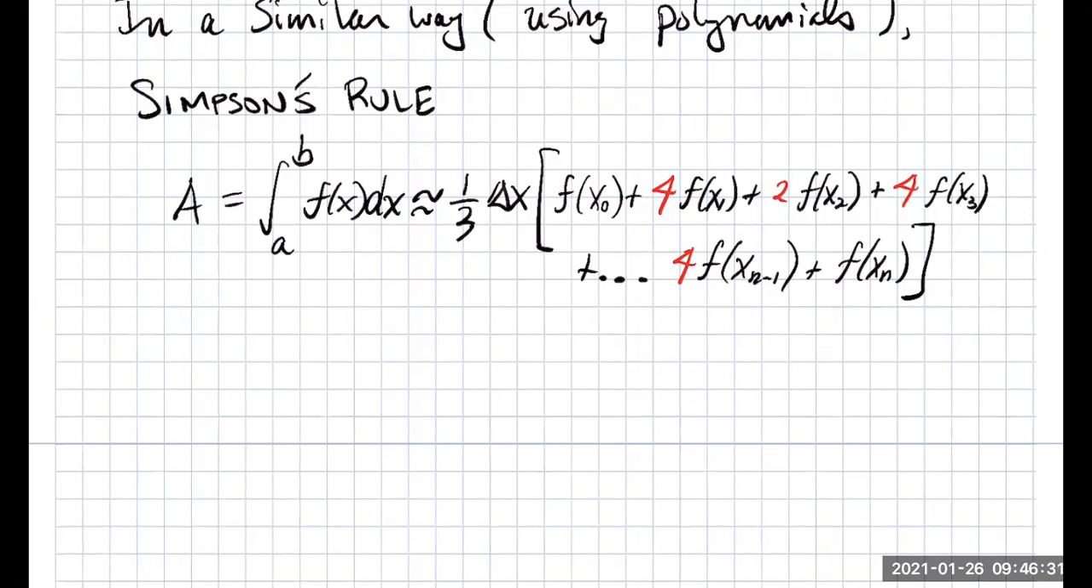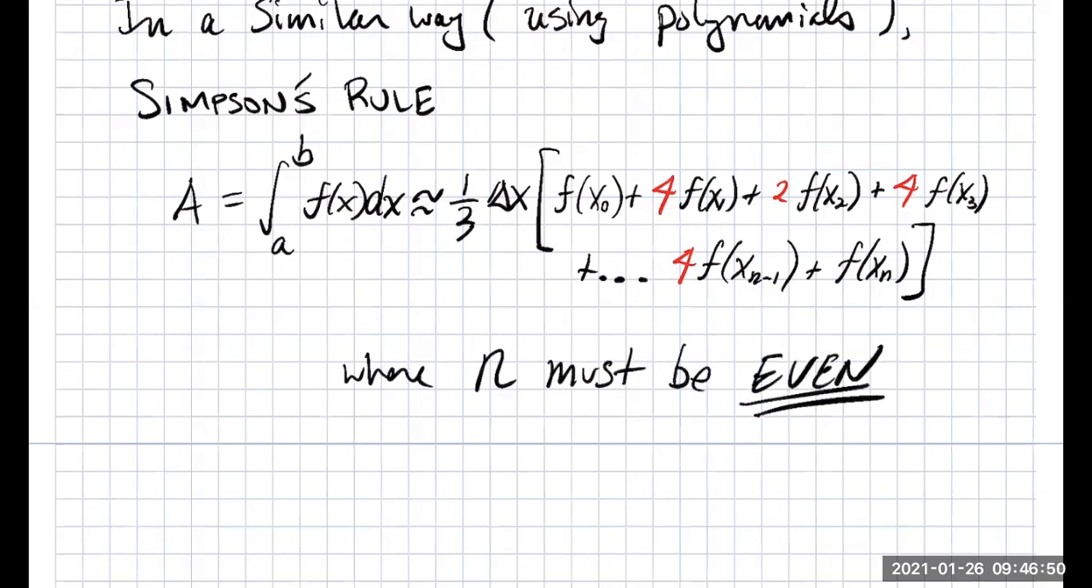Now, to guarantee this pattern, where the second term starts with a 4 and the next to last term ends with a 4, we stipulate n must be an even number of subintervals. Okay, n must be an even number of subintervals. So here's an example of using Simpson's rule.